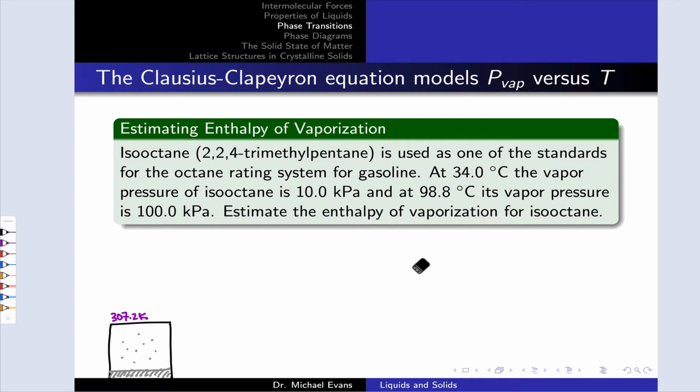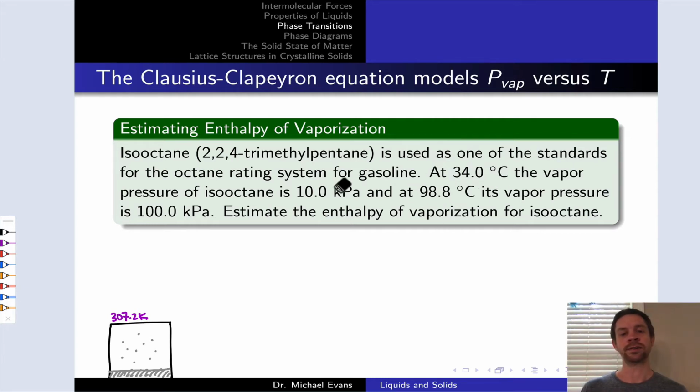In this problem, we're told that isooctane has a vapor pressure at 34 degrees C of 10 kilopascals and a vapor pressure of 100 kilopascals at 98.8 degrees C. And we're asked to use this data to estimate the enthalpy of vaporization for isooctane. So the important data is highlighted, the temperatures and the vapor pressures. And before we dive into the math, I want to draw a picture of the situation, as we often do. So here's a sample of isooctane in gray.